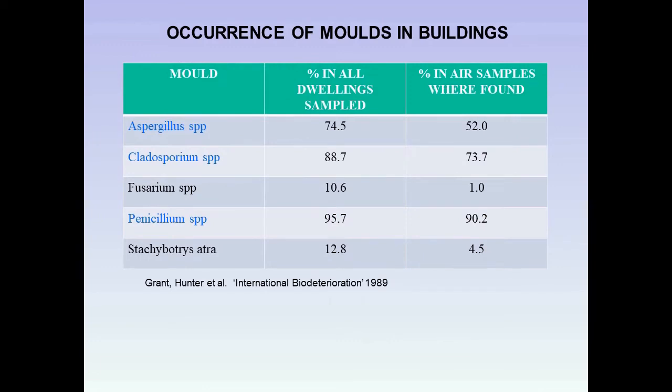Occurrence of moulds in buildings. This was published in International Biodeterioration Bulletin and some research done at BRE. And you can see the common ones: Aspergillus, Cladosporium species, Penicillium species. Large numbers, percent in all dwellings sampled. And again, those species are present in the air. The other two, the Stachybotrys and Fusarium, are not particularly common in air.